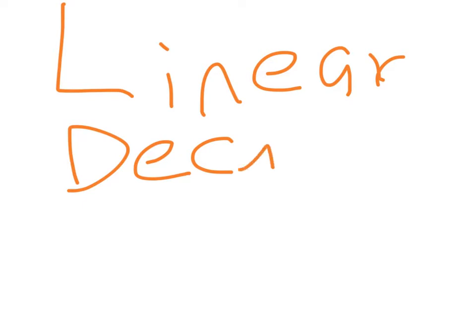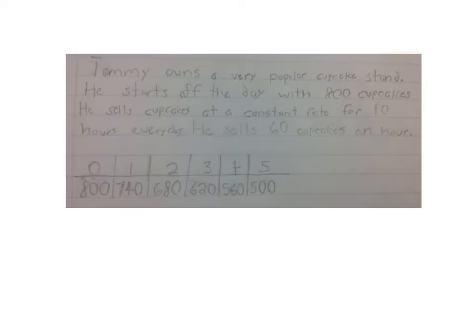Linear decay. Tommy owns a very popular cupcake stand. He starts off the day with 800 cupcakes and sells cupcakes at a constant rate for 10 hours every day. And he sells 60 cupcakes an hour. So here's the table. Starts off the day with 800, and then you see the amount of cupcakes gradually declining, but at a constant rate. So after an hour, it's 740, 680, 620, 560, and 500.